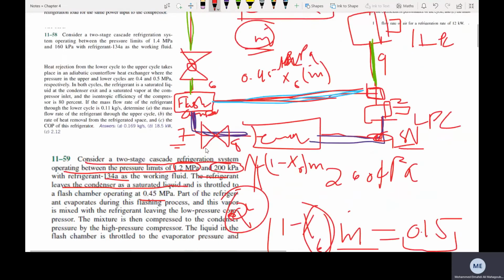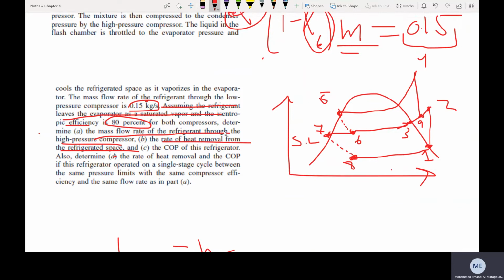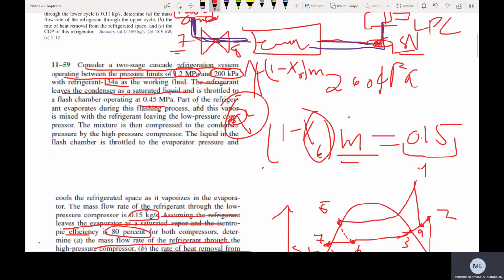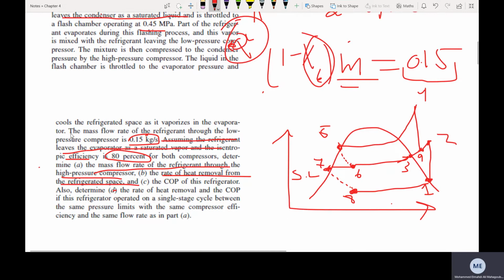So this point 7, am I given any information? If I'm not given any information, then I'm going to assume that it is saturated liquid, same as point 5. So for point 5, what is the information he told me? Saturated liquid. The vapor is mixed, compressed to the condenser pressure by the high pressure compressor, throttled to the evaporator, assuming the evaporator outlet is saturated vapor.